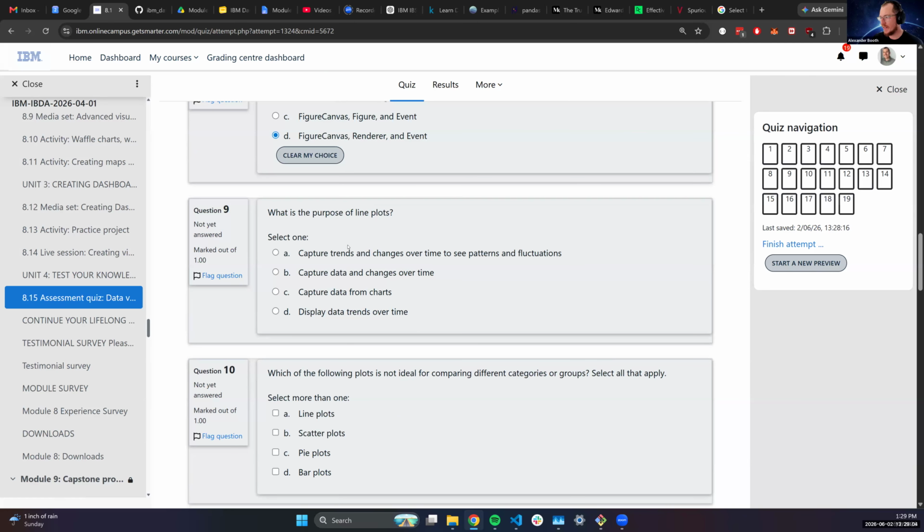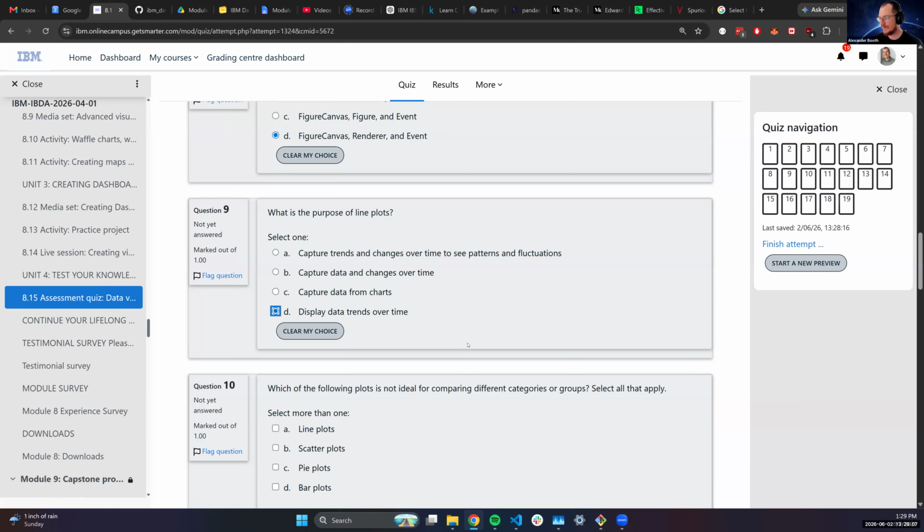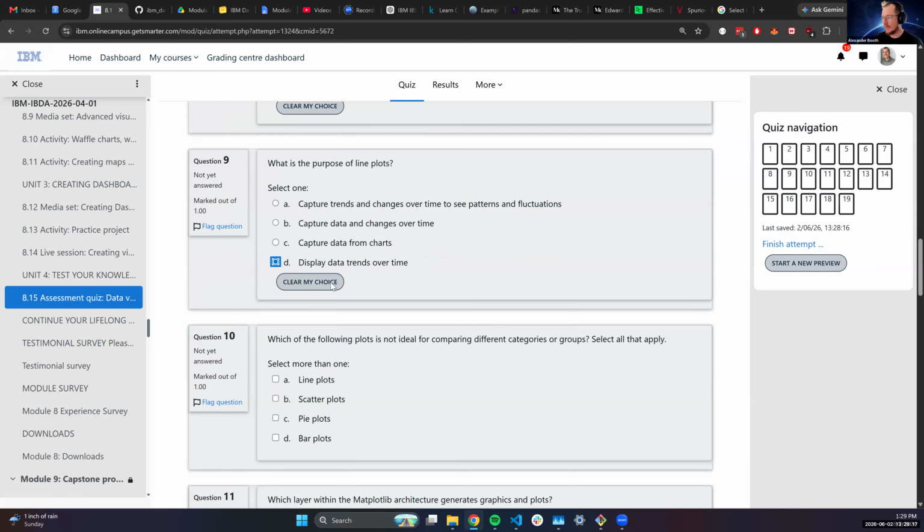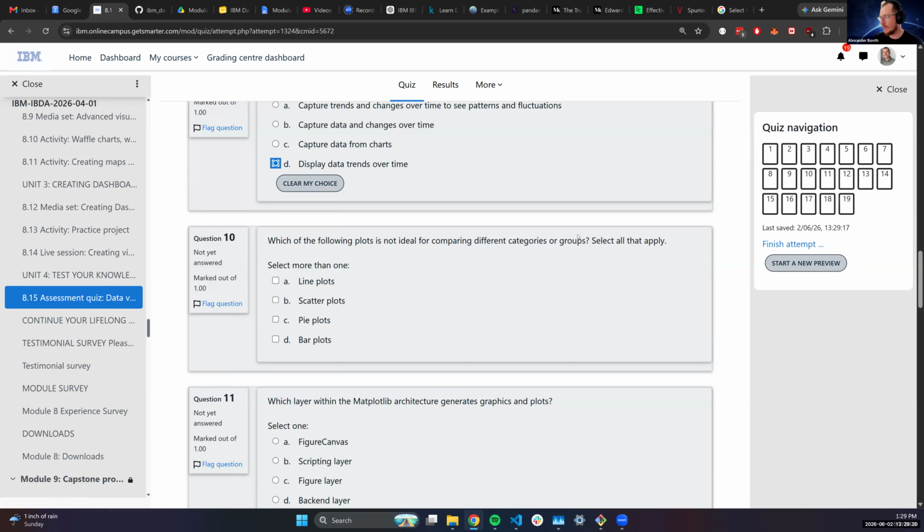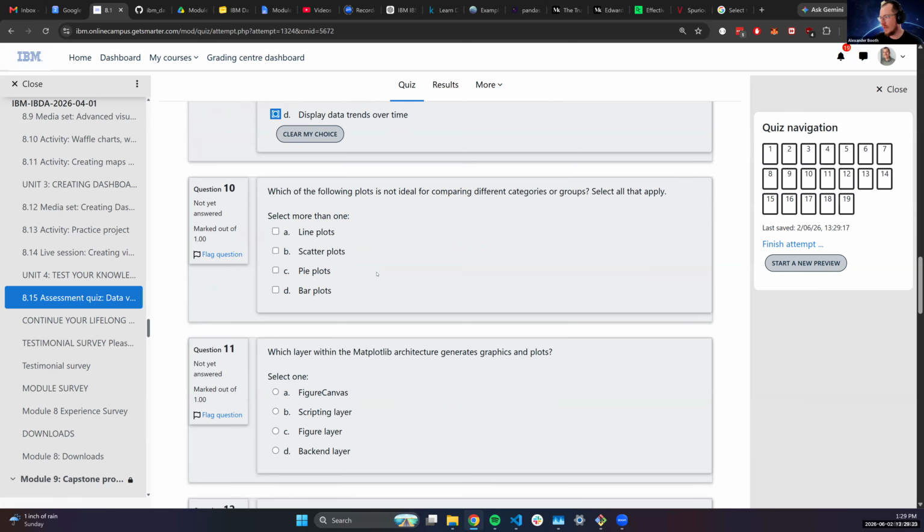What's the purpose of a line plot? Display data trends over time. Yeah, again, best answer here. These are some of the other weird answers. What's not ideal for comparing categories or groups? That's a weird one. I'm going to go with scatter plots are not good for comparing categories. Pie charts, I guess, are fine. Bar charts are fine. Line plots are fine. So we'll just go with scatter plot, I guess.